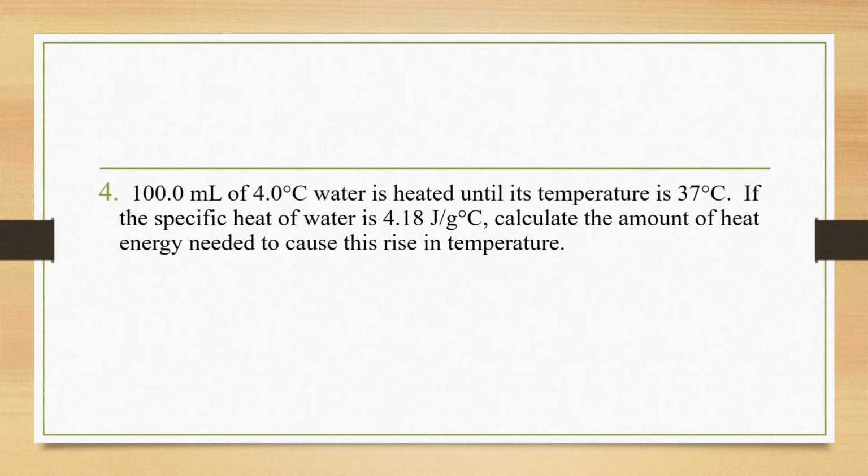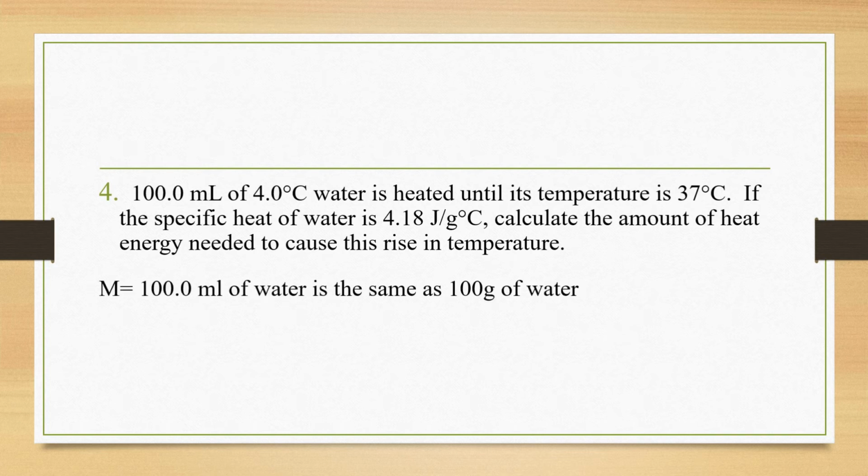You have 100 milliliters of 4 degrees Celsius water. It is heated until its temperature is now 37 degrees Celsius. They're changing the wording, so just be careful. The same rules apply. If the specific heat of water is 4.18 joules per gram per degree Celsius, calculate the amount of heat energy needed to cause this rise in temperature.